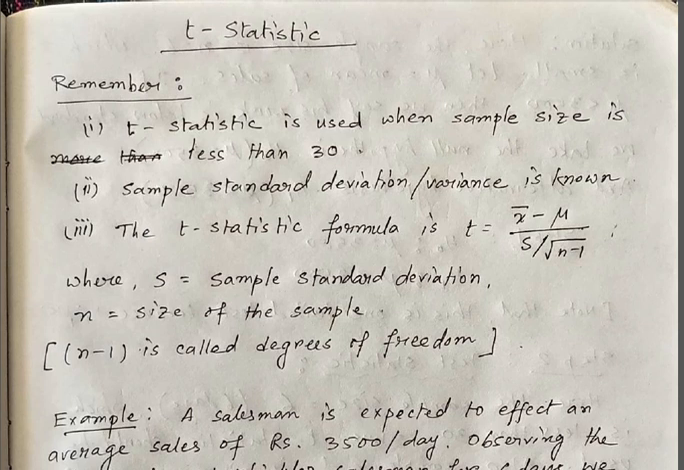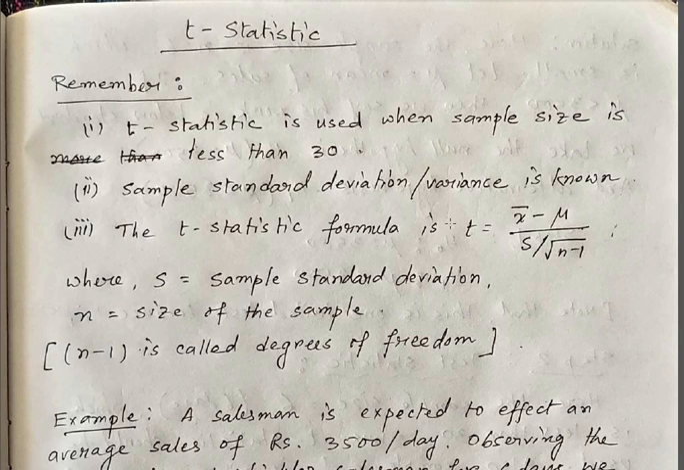So it is not actually, in general, practically possible. Now these are some points we need to remember to apply T statistic. The sample size should be less than 30. The sample standard deviation or variance is known, and the formula of T statistic is T equal to x bar minus mu divided by s by root over of n minus 1.